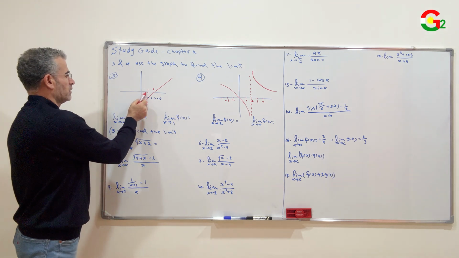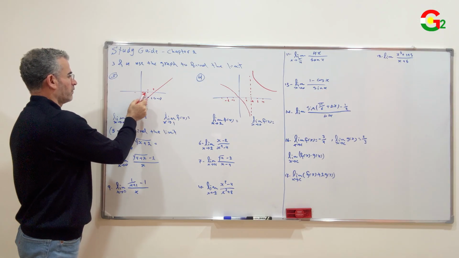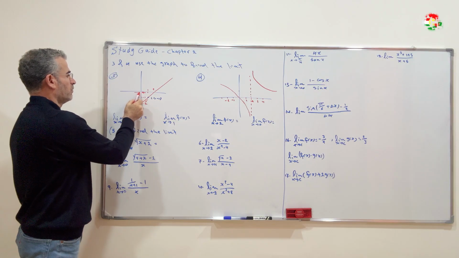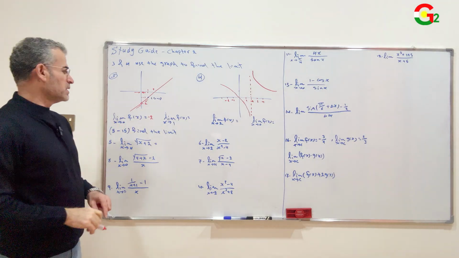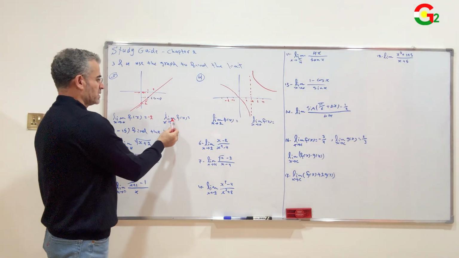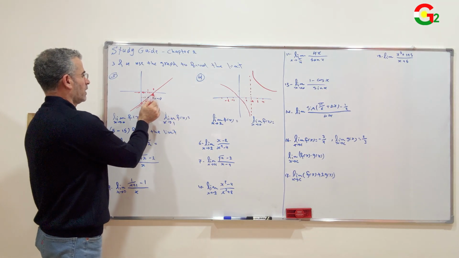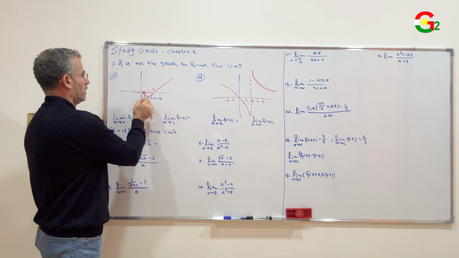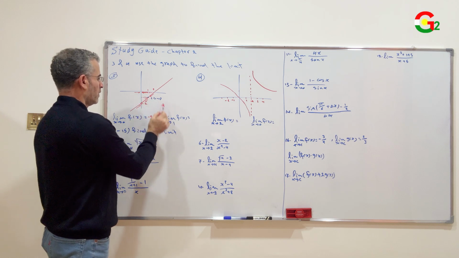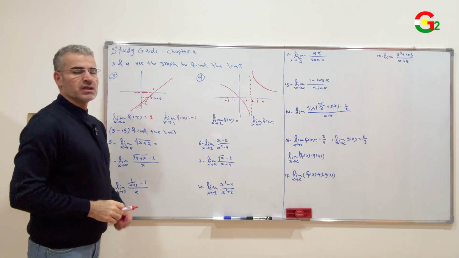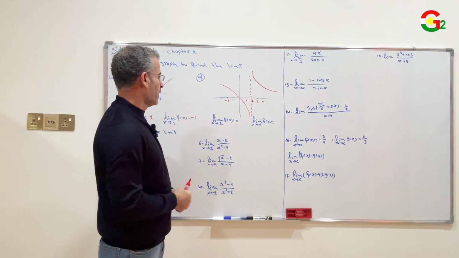When x approaches 0, from the left, f of x goes to negative 2, and from the right, f of x also goes to negative 2, then the limit is negative 2. Limit of f of x when x approaches 1: from the right, the function goes to negative 1, and from the left, the function also goes to negative 1, then the limit is negative 1, since from left and right is the same number.